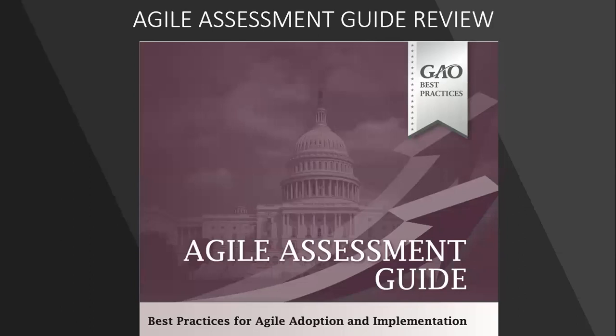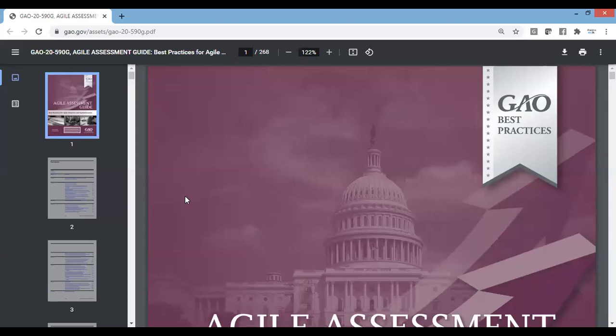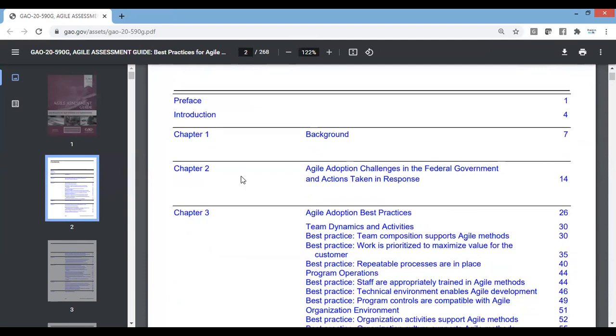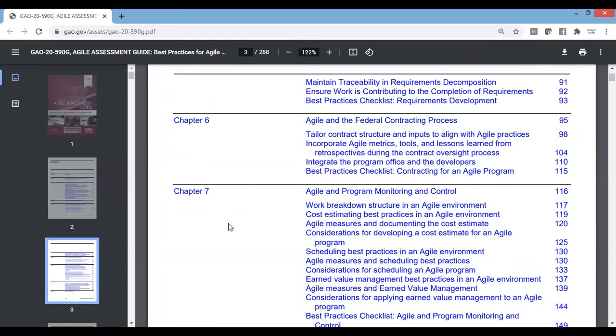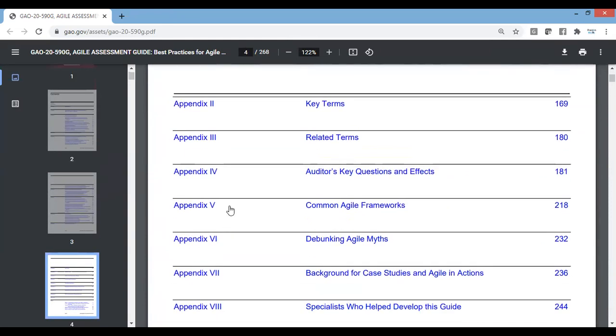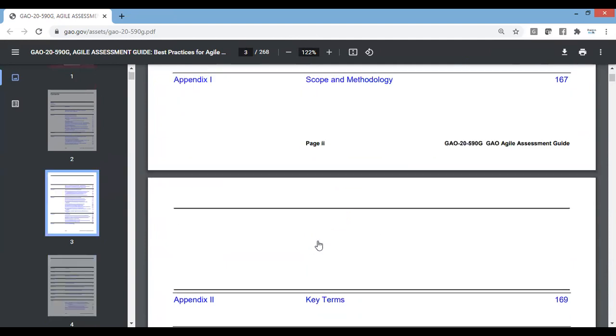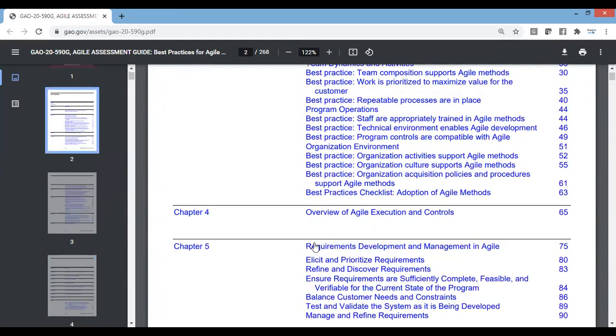Let's take a look at the raw document before we get started. The document can be accessed at this site here, gao.gov. If you go there, you'll find it. And in the first part, we went over the chapters that make up this guide. And we jumped straight into Appendix 5, where a lot of what people are looking for is understanding the common Agile frameworks. So we're still yet to go through the Agile frameworks.